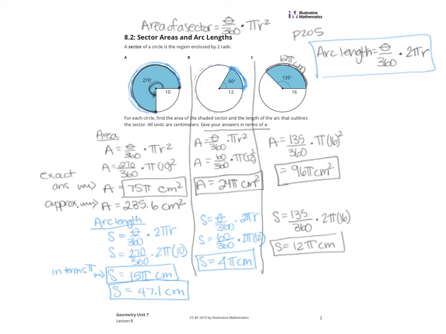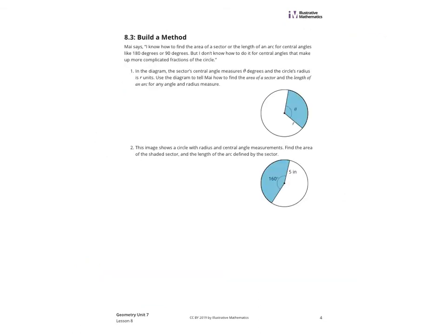If you take a look at the notes, so please turn to page 207. You'll notice on page 207, number 2, it says that this image shows a circle with a radius of 5 and a central angle measurement of 160. Find the area of the shaded sector and the length of the arc. It doesn't say to find it in terms of pi, so you could find it in terms of pi, or you could give me the decimal answer. So at this point, I'd like you to pause the video and try it on your own, and then come back and check your answers.